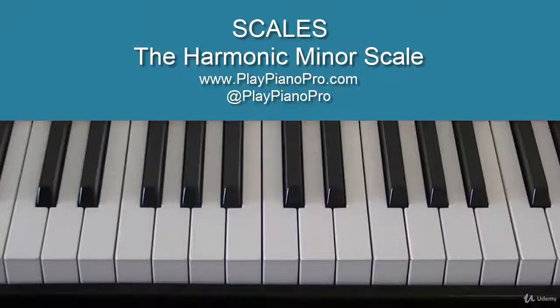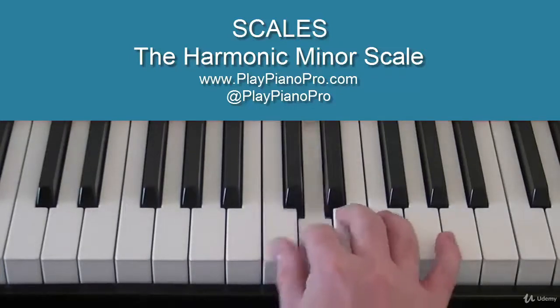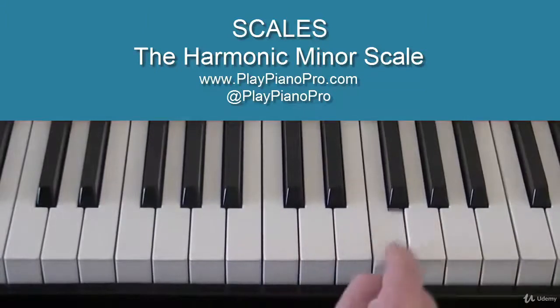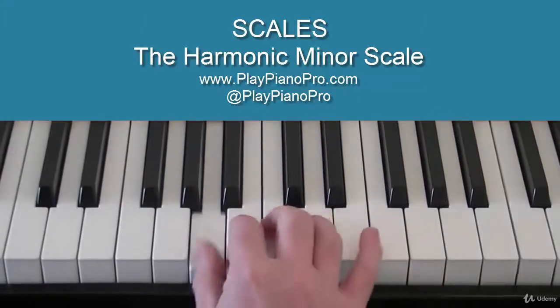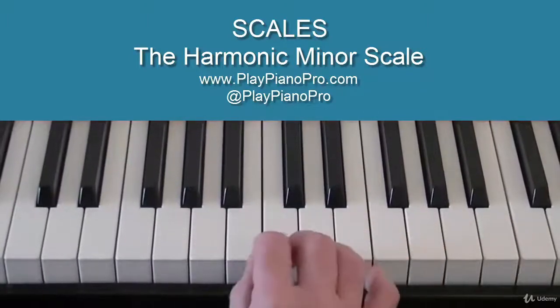Okay, in the last lesson we were talking about majors and their related minor, and how to find that by going to the sixth note of the major scale and then playing exactly the same notes as you would in the major scale, but starting on the minor key note. So let's recap on that. C major. If we go up to the sixth note, 1, 2, 3, 4, 5, 6, we get A, so the relative minor is A, and we play exactly the same notes. And that's the pure minor scale.